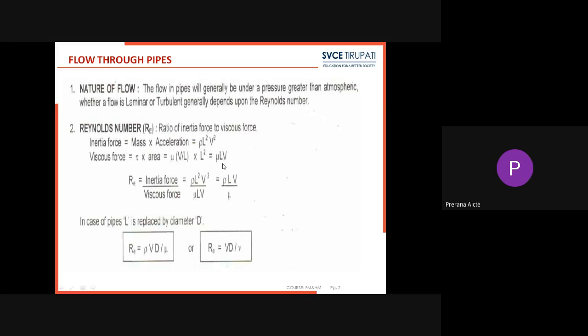Substituting the inertia force and viscous force in the formula of Reynolds number, Re equals inertia force by viscous force. Simplifying the equation, we get rho L V by mu. In case of pipes, L is replaced by the diameter, so Re equals rho V d by mu. Since mu by rho is the kinematic viscosity nu, we can write this equation as V d by nu also.